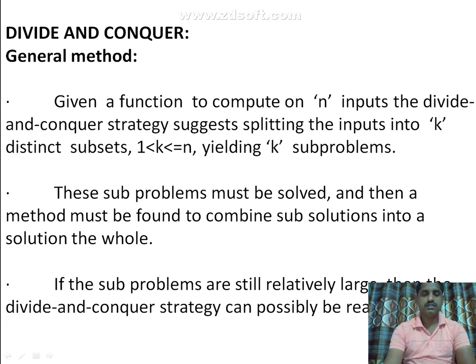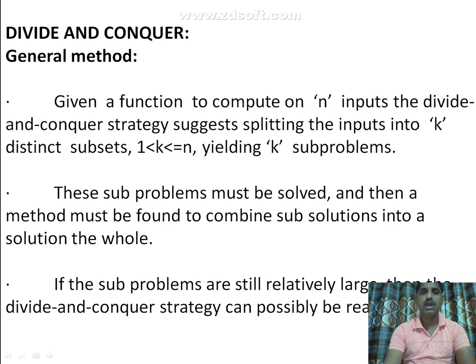See, in the general method, given a function to compute on n inputs, the divide and conquer strategy suggests splitting the inputs into k distinct subsets, that is, 1 less than k less than or equal to n, yielding k subproblems. These subproblems must be solved, and then a method must be found to combine the sub-solutions into a solution to the whole. If the subproblems are still relatively large, then the divide and conquer strategy can possibly be applied.